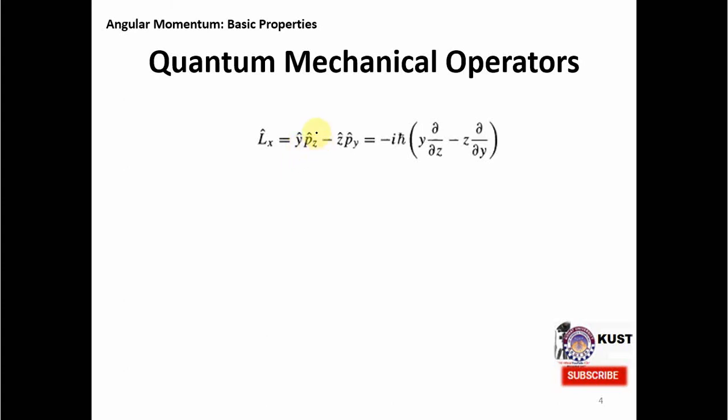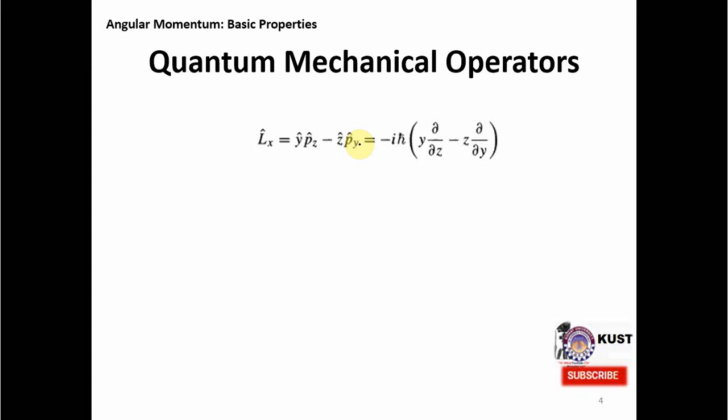But on the other hand, this pz is not a multiplicative operator, rather it's a differential operator, and by definition it is equal to minus i h bar del by del z, where del by del z is a partial derivative of that function with respect to the z component of the position. And similarly, after the minus sign, we will have the z component of the position operator, and then the py, that is the y component of the linear momentum operator.